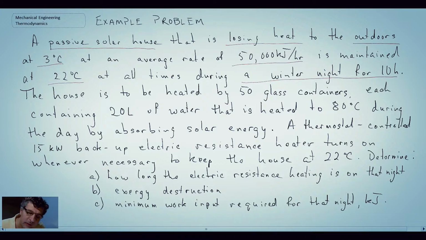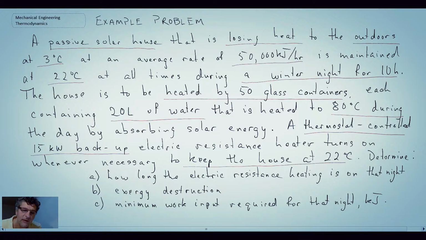The way that we're doing this is that the house is heated by 50 glass containers, each containing 20 liters of water heated to 80 degrees C during the day by absorbing solar energy. We have a thermostat within the house that is connected to a 15 kilowatt backup electric resistance heater, which turns on whenever necessary to keep the house at 22 degrees Celsius.